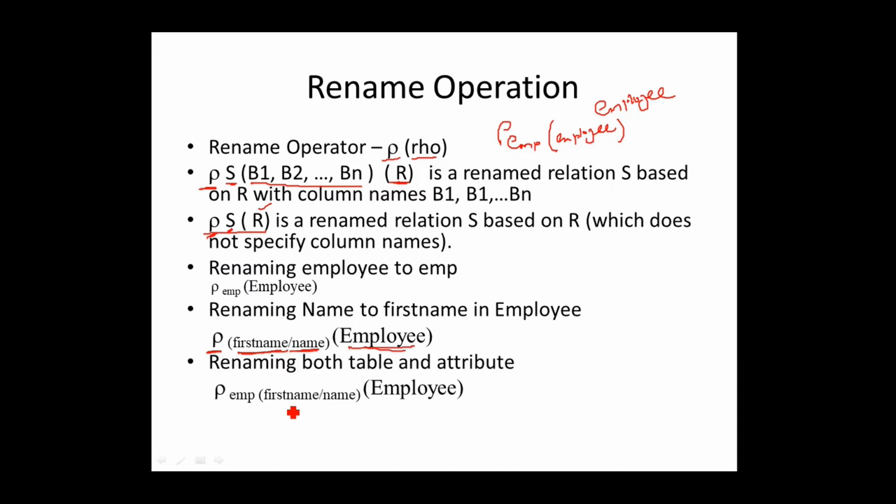So here comes another variation. We are renaming both the table and the attribute. So what we are doing here: rho operator. This is the old name for the table. This is the new name. And in this table, I'm renaming name as first name. So this query is for renaming both the table as well as the column. This is the new name for the table and this is the new name for the column which I am renaming. So that's the use of the rho operator in relational algebra.